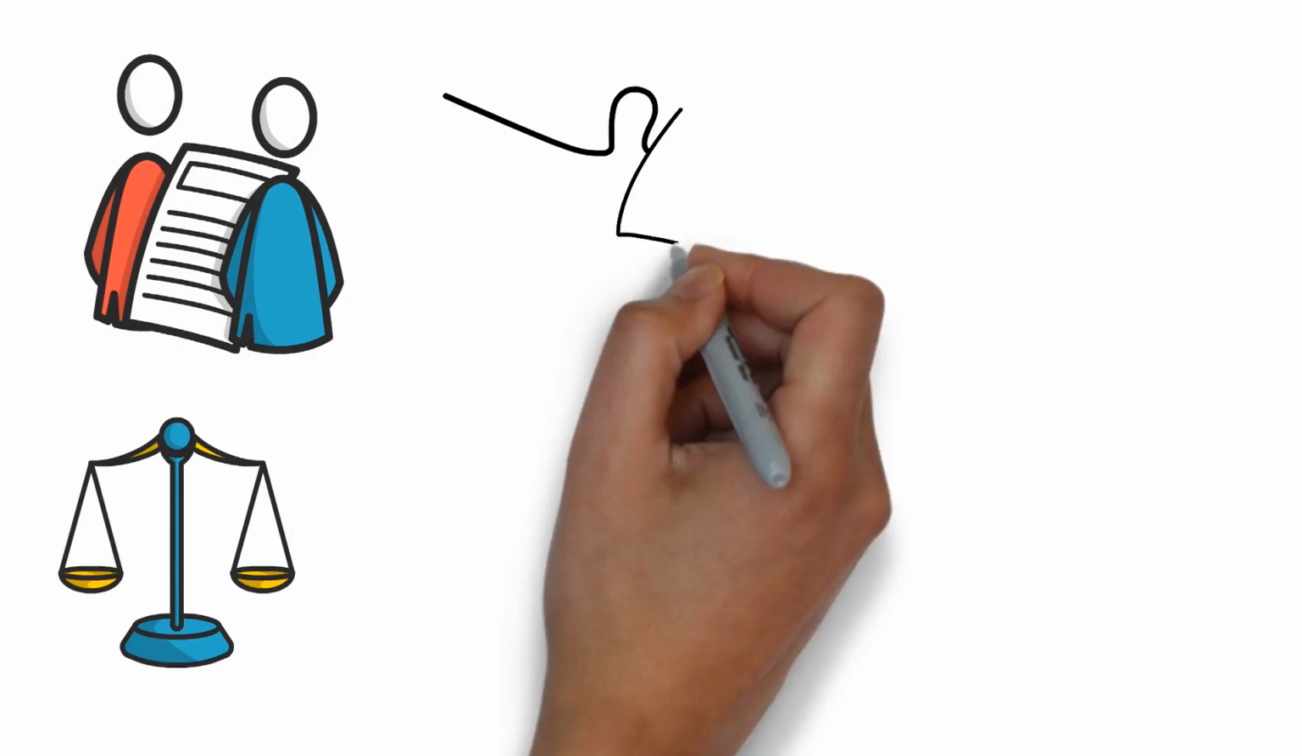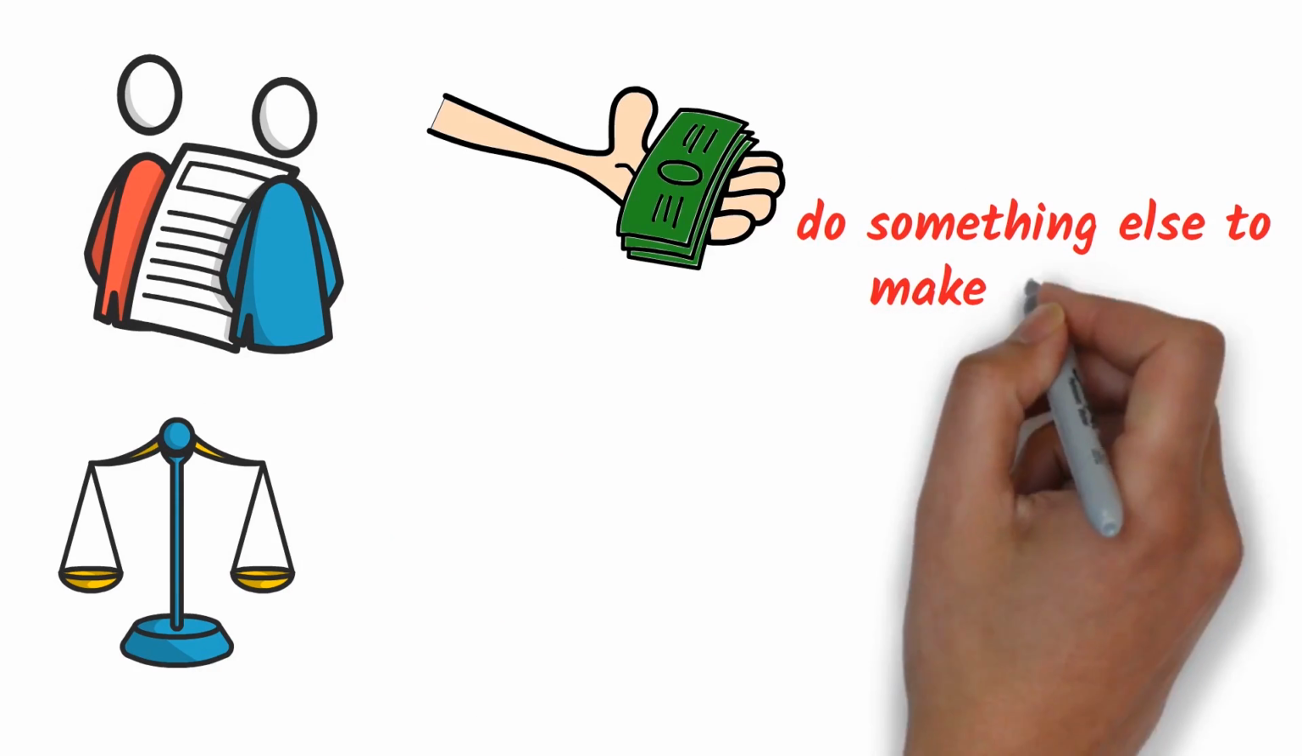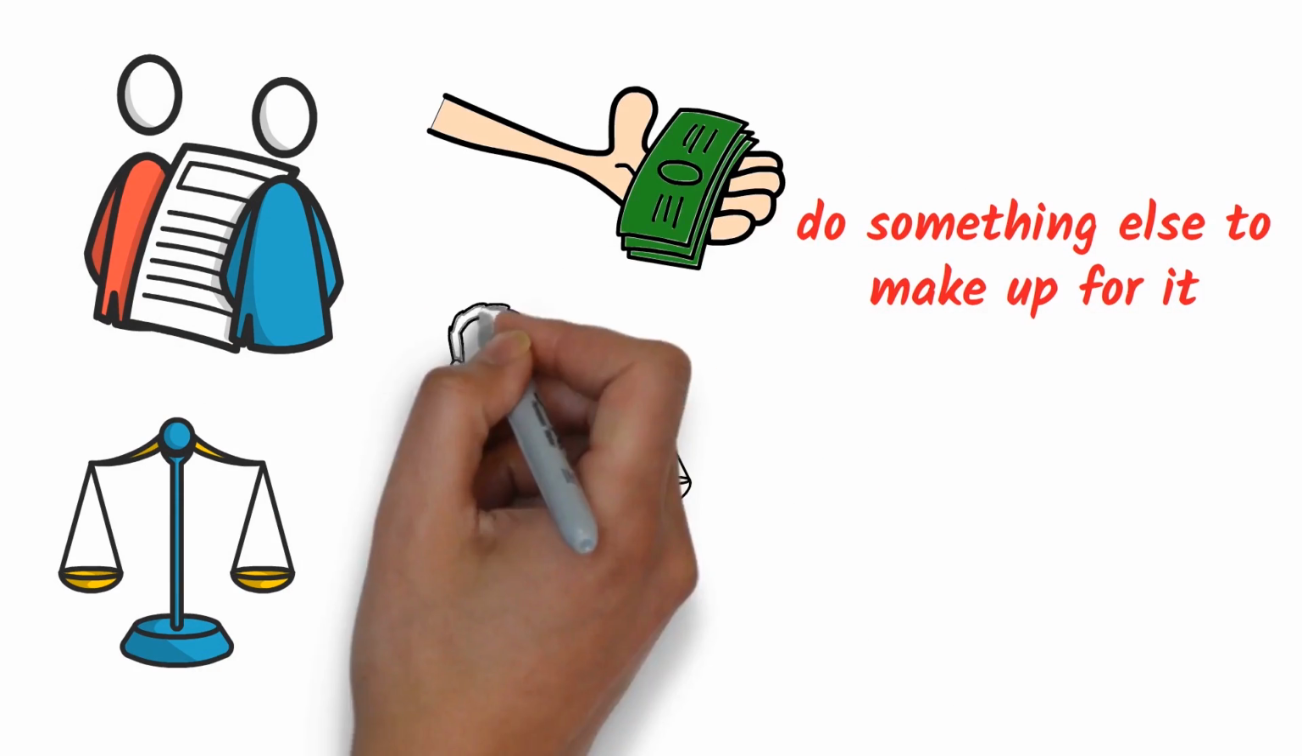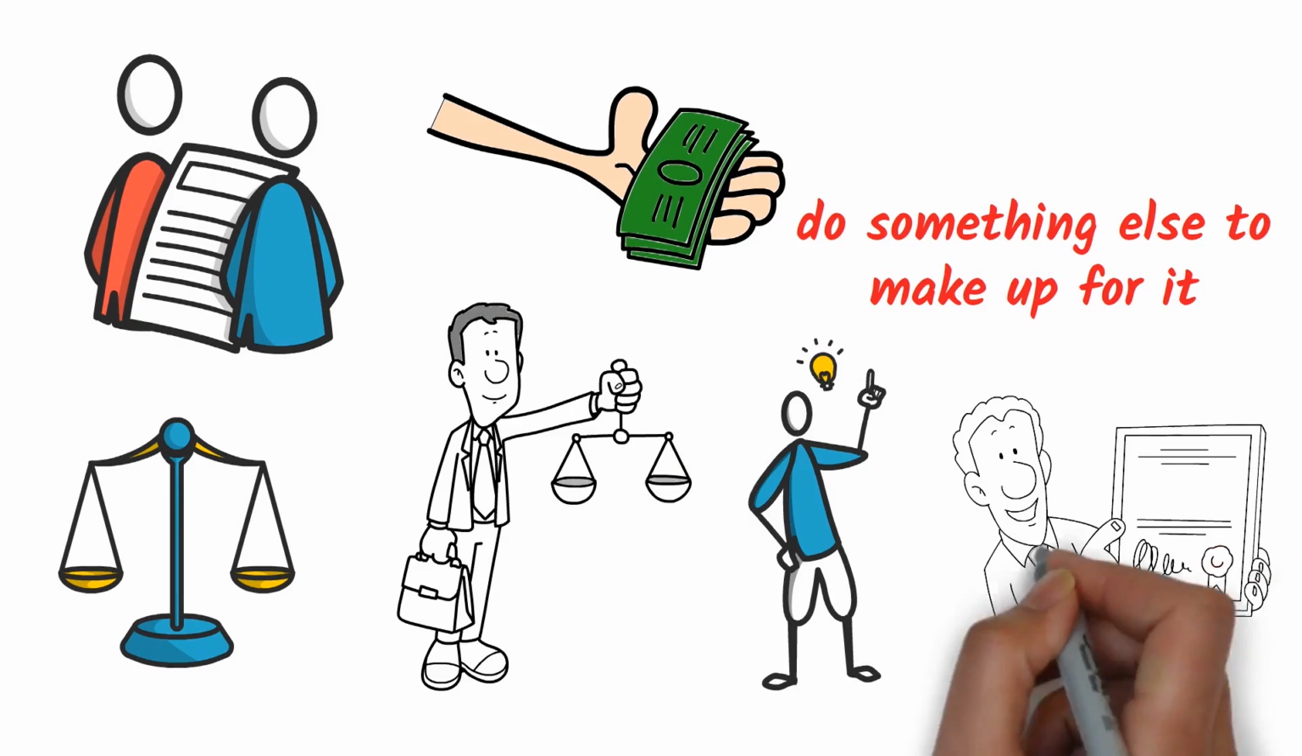A contract has rules, and if someone breaks those, they may have to pay money or do something else to make up for it. Contract law and formation helps us understand how to make contracts.